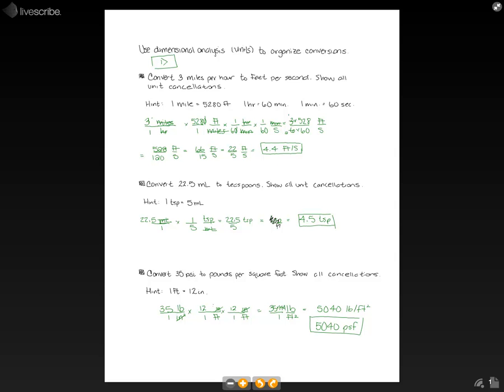So again, just to go over quickly what we did, we always identify the hints that we have, come up with conversion factors that will transform our units from the units we have to the units we want, and then plug in the numbers and do the math.